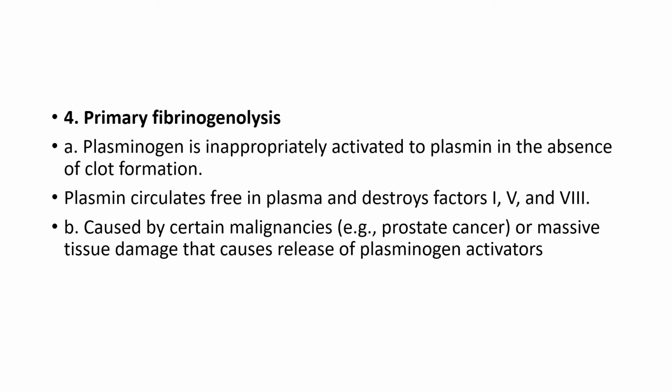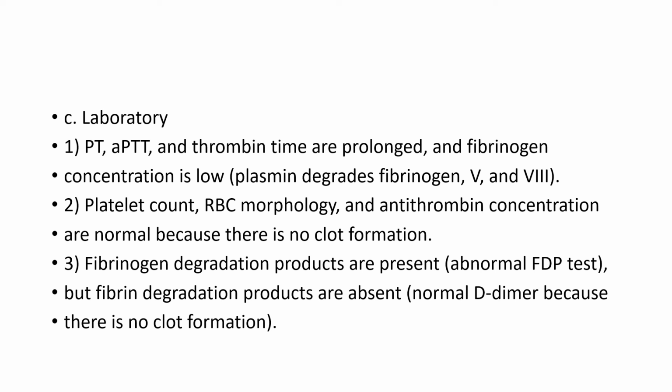Primary fibrinogenolysis. Plasminogen is inappropriately activated to plasmin in the absence of a clot. Plasmin will circulate in the plasma and destroy certain clotting factors like clotting factors 1, 5, and 8. This may be because of certain cancers like prostate cancer and massive tissue damage that can lead to release of plasminogen activators. Laboratory testing will reveal that PT, APTT, and thrombin time are prolonged. The fibrinogen concentration is low. Platelets, RBC morphology, and antithrombin concentration are normal because there is no clot formation. Fibrinogen degradation products are present, so this is an abnormal FDP test, and the D-dimer is normal, because there is no clot formation.